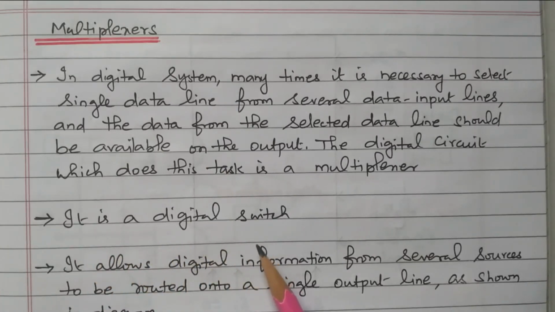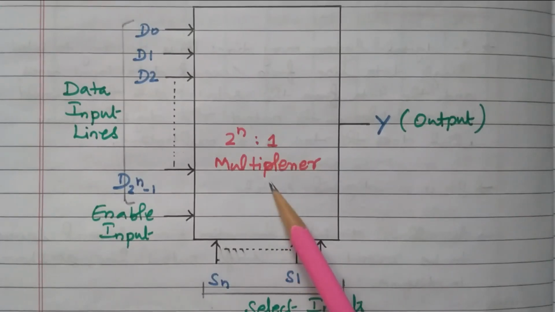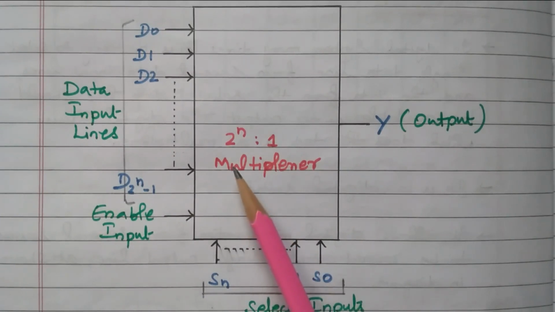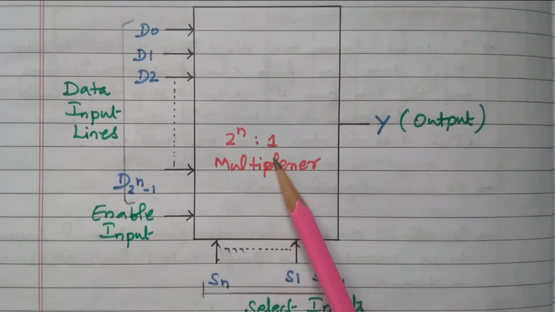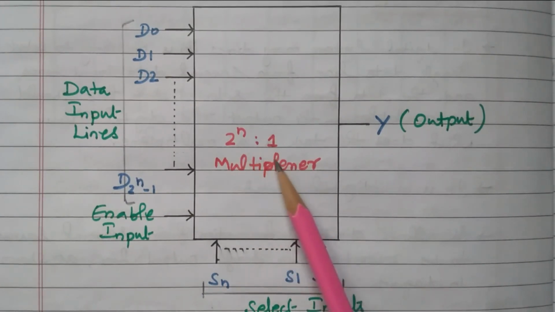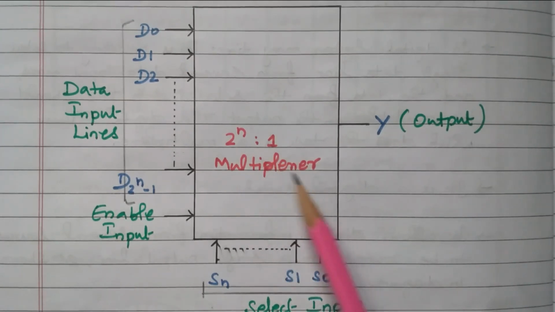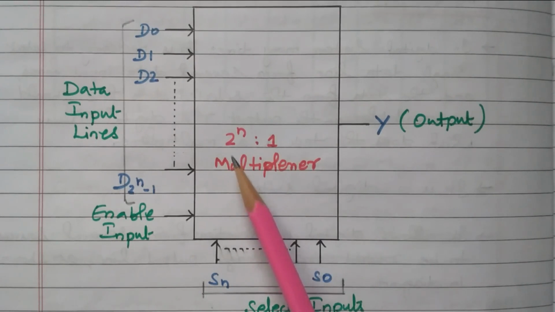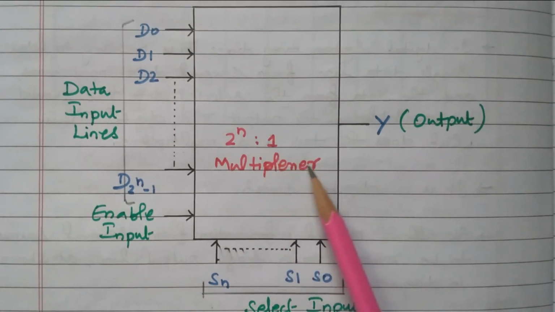Now we'll go to the block diagram. So this is the block diagram of the multiplexer. It is 2 to the power n is to 1. What is the meaning? There are 2 to the power n inputs, and from that only one output will be produced. The function of the multiplexer is that the input is 2 to the power n and the output is only 1, right?